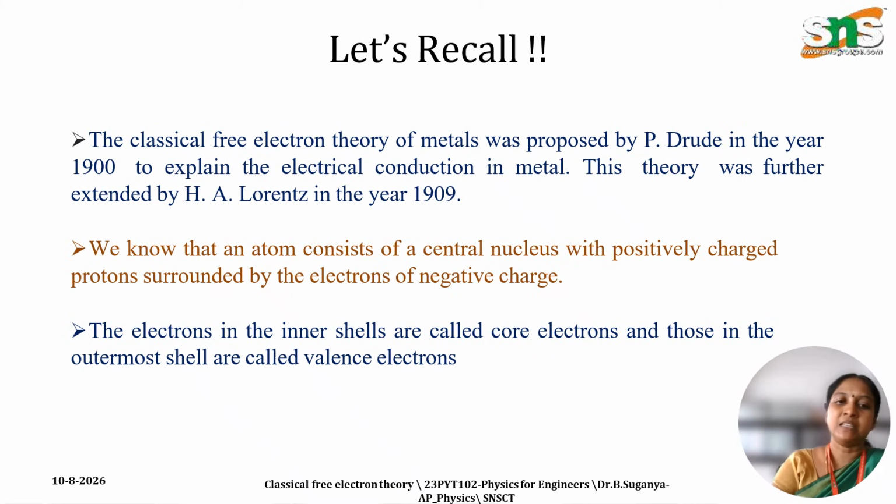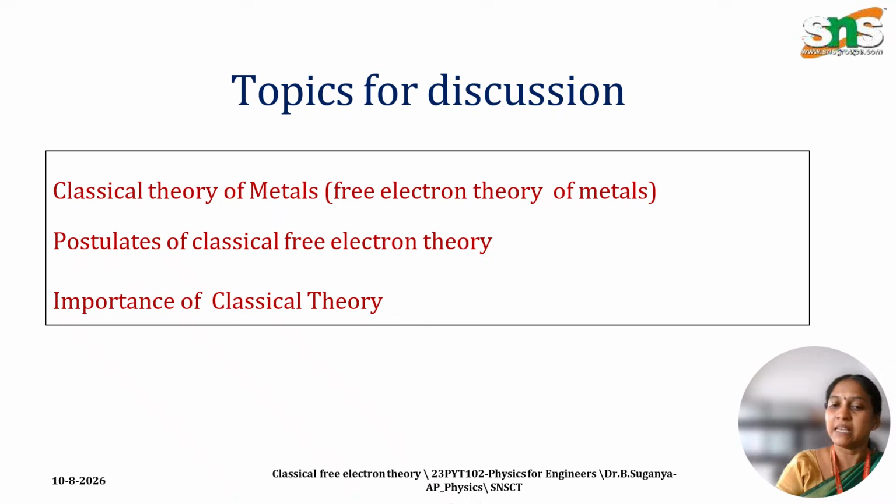And we know that atoms consist of a central nucleus with positively charged protons and neutral neutrons, and electrons are revolving around the nucleus. This is a general thing we know. The electrons in the inner shell are called core electrons, and the outermost orbit electrons are called valence electrons.